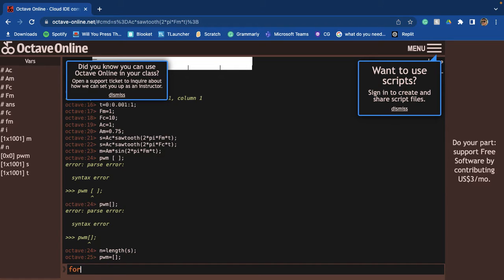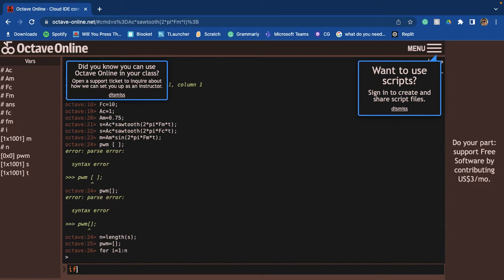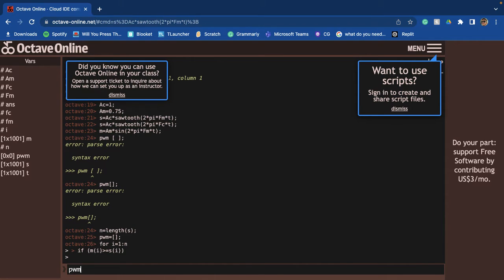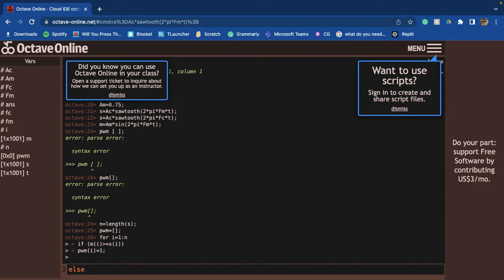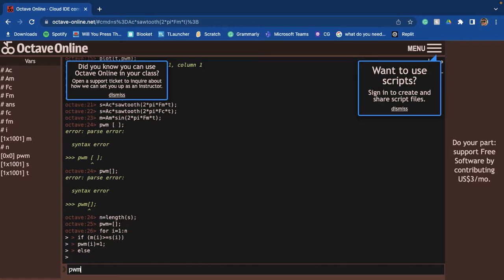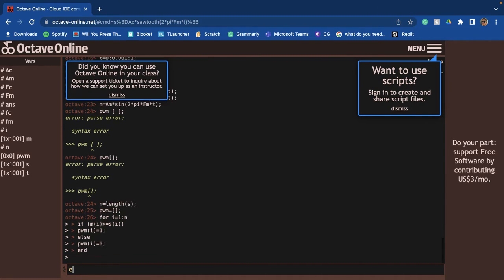So I'm using a for loop for comparison. For i from 1 to n, and if m of i is greater than or equal to S of i, then PWM of i is equal to 1. Else PWM of i is equal to 0. I end it.